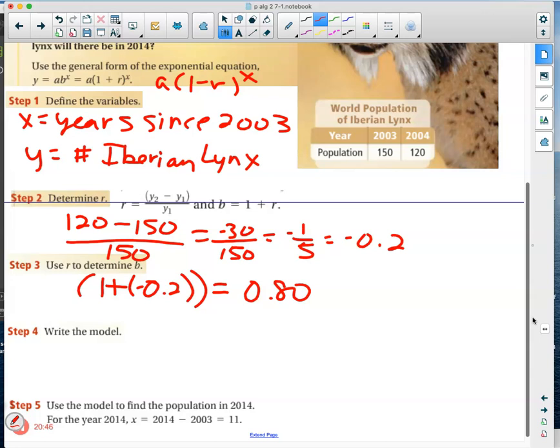So now we need our model. Y equals, and A is always the initial. What did it start at? So what was our starting year? What was the population of the links? We found B. They're keeping 80% of them. And we want to know, I'll leave it X. Usually we use T for time, because this is going to be in years, but we'll use X because that's what the calculator uses. So there's our model.